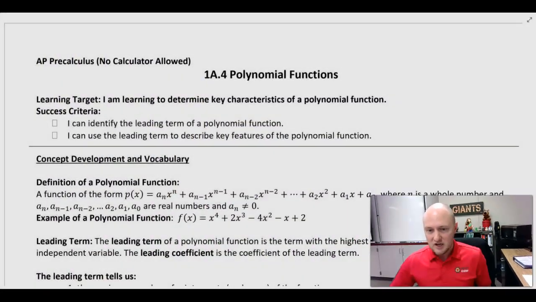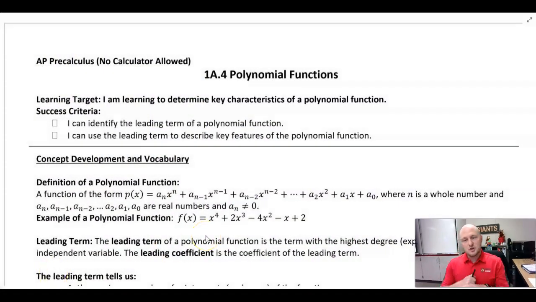This is lesson 4 of our first unit on polynomial functions, and today we're going to talk about key characteristics of a polynomial function based upon a leading term of a polynomial function. Our learning target: we're going to determine the key characteristics of a polynomial function, and you know you're successful if you can identify the leading term and use that leading term to describe some key features of a polynomial function.